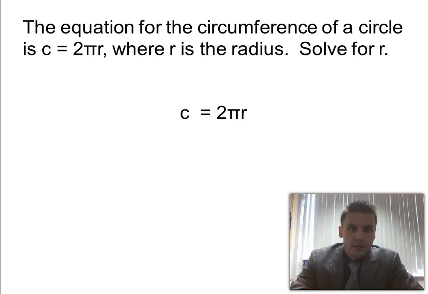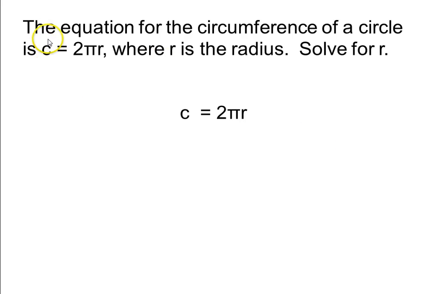So, a first example: the equation for the circumference of a circle is C, circumference, equals 2 times pi times the radius, where r is the radius. We're going to solve for r. Without even knowing what this equation means, we can answer this question by solving for the variable r by getting r alone.